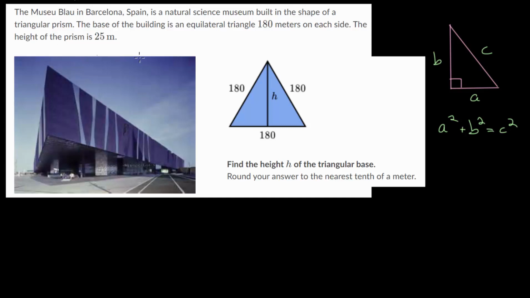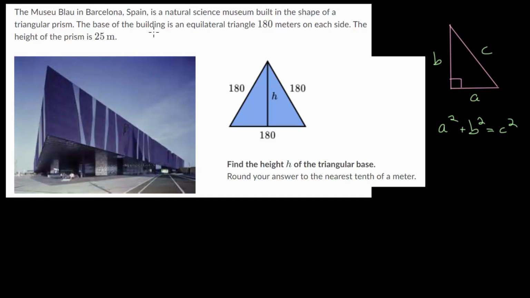So let's look at another more advanced word problem where we need to use the Pythagorean theorem. And I copied down the Pythagorean theorem over here, the relationship between the side lengths of a right triangle. So for this problem, and I might mispronounce this, but the Museu Blau in Barcelona, Spain, is a natural science museum built in the shape of a triangular prism.